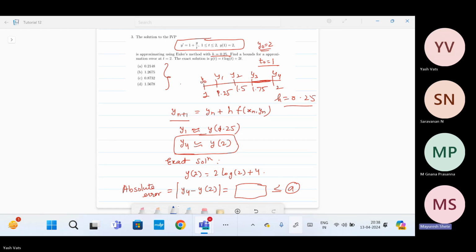Sarvanan sir, you got the answer? Are you trying? I'm back. I'm just doing my rough y3 there. Okay, we can continue if required. We can come back to this. Other people practice.